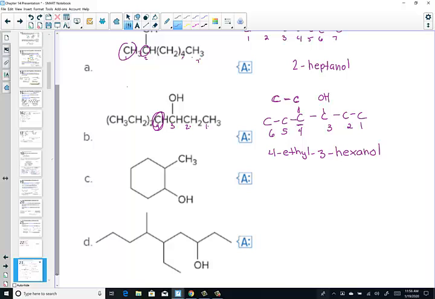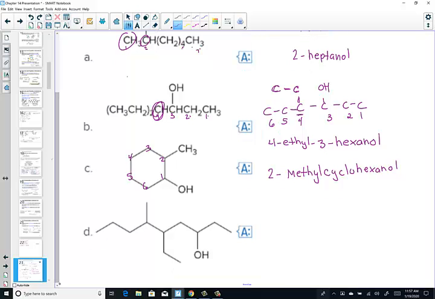Let's look at letter C. Remember the cyclic structure? Hydroxyl, always the first priority. So there's carbon 1. We don't say it in its name though. Here's carbon 2 of a 6-membered ring. So at carbon 2, there is a methyl of a cyclo structure that's 6 carbons long. 2-methylcyclohexanol. You're doing good.